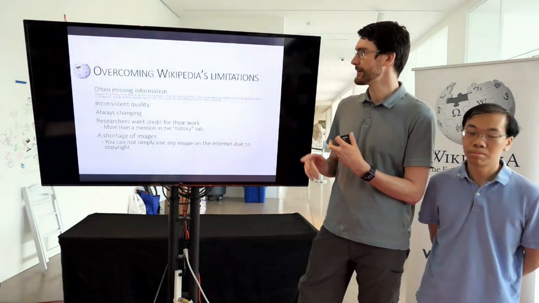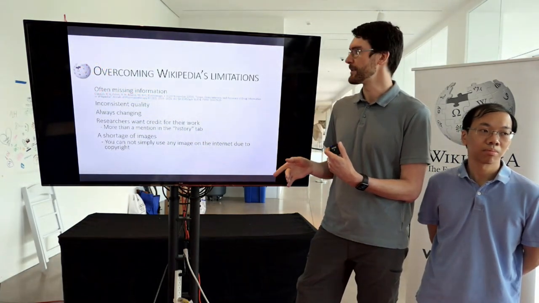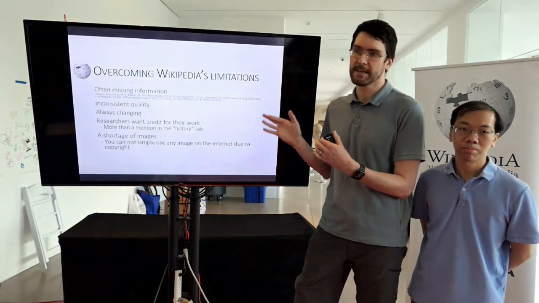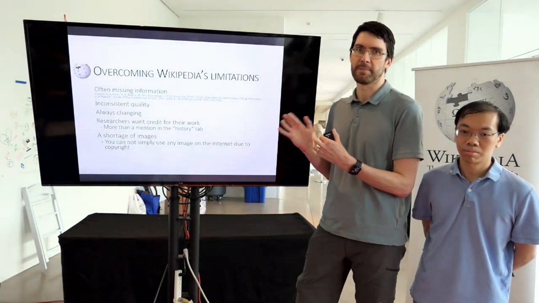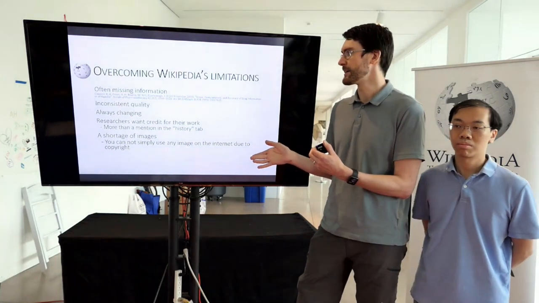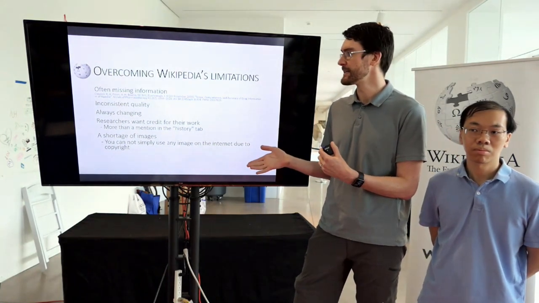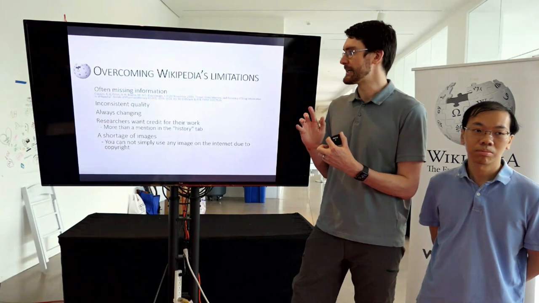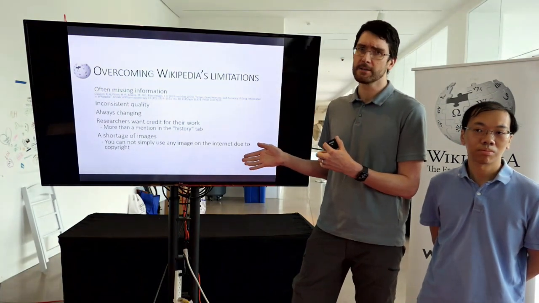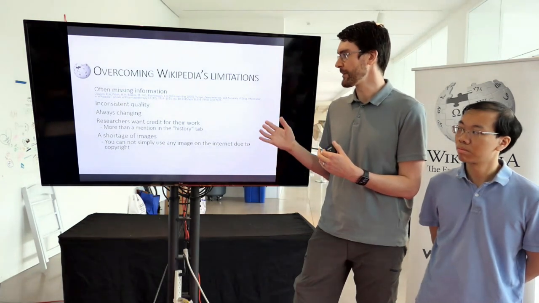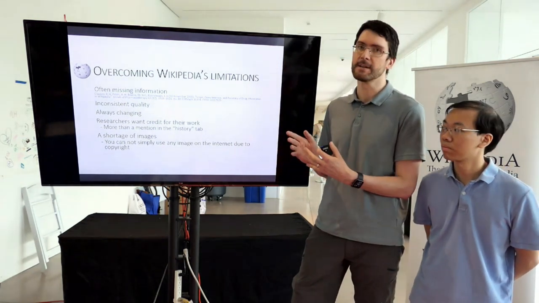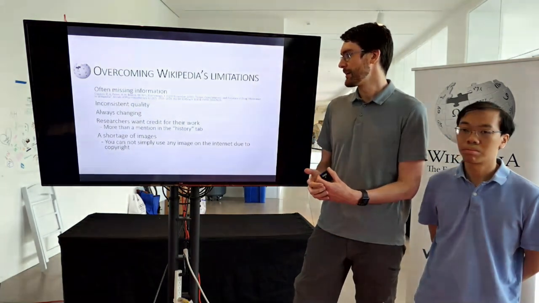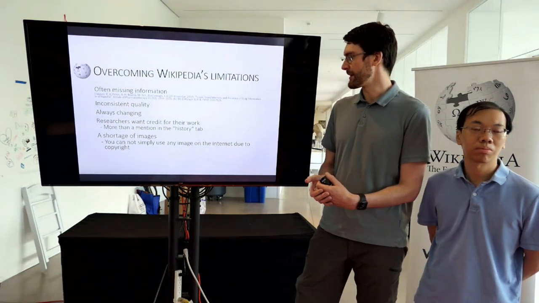The purpose of this is to overcome some of Wikipedia's limitations. For instance, there's often missing information, as seen in studies of, for example, pharmaceutical coverage of articles compared to drug formularies. In many cases, it has inconsistent quality and it is always changing. Researchers may also want more credit for the work, more so than being mentioned in the history tab. And there's in particular a shortage of images, because you cannot simply use any image on the internet due to copyright.